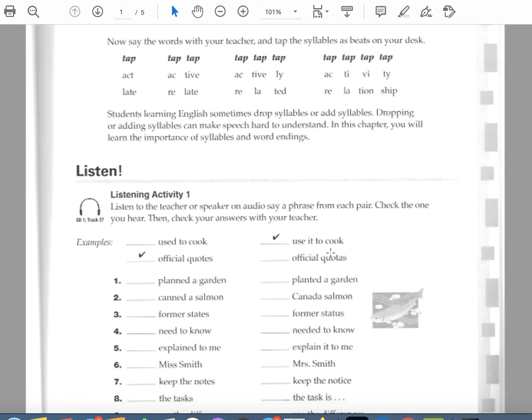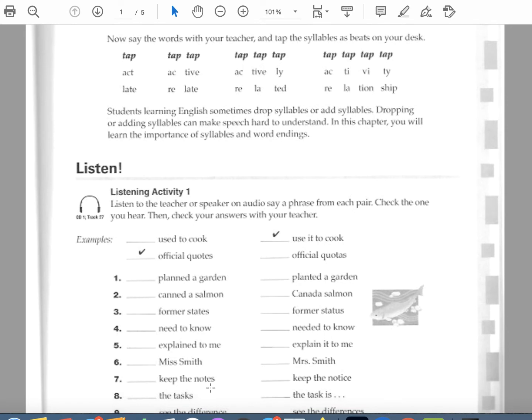All right, here's another one. The census taker had to get official quotas to turn in. That would be this one, official quotas, okay? I went and got some official quotes on the house. That would be this one. So as you listen, try to see, did the person say planned a garden or planted a garden? And you're going to be listening to this ED on a lot of these, and the S sound at the end.